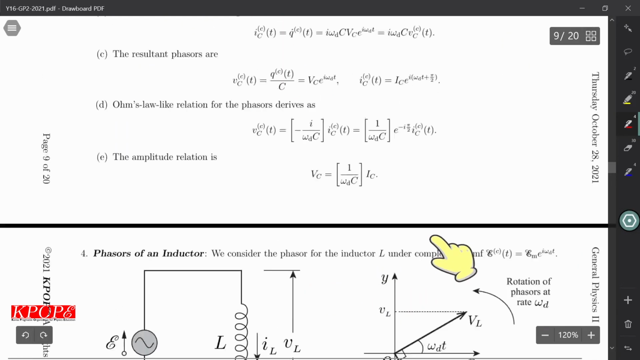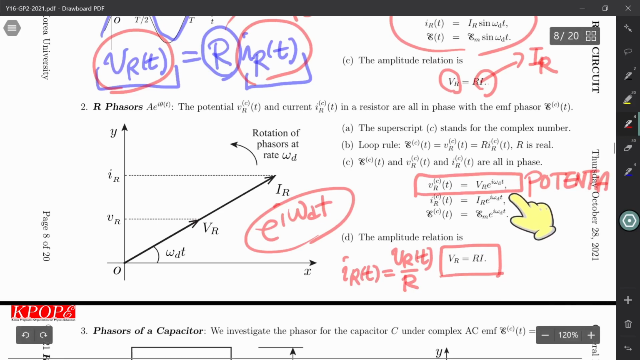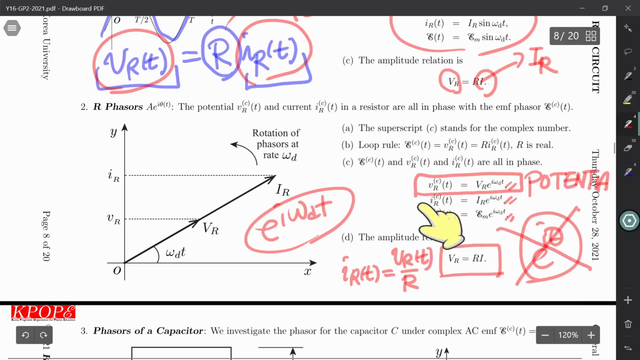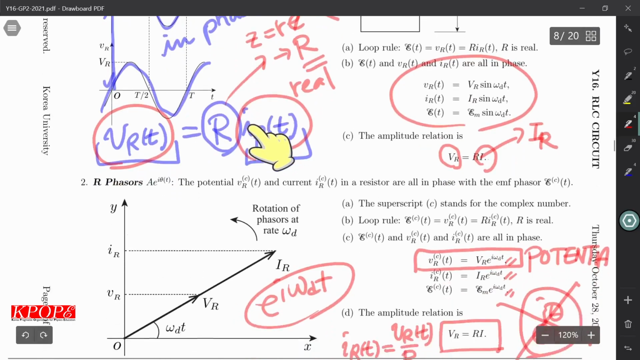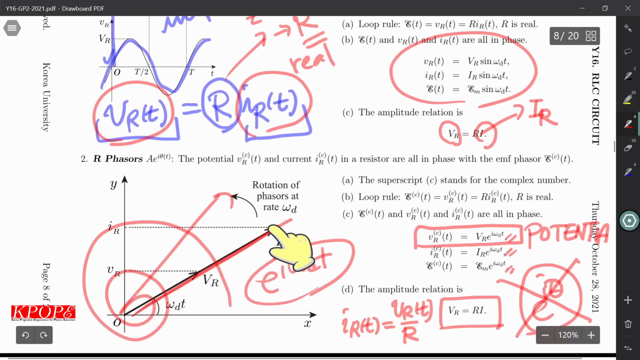And then compare the current with the potential. The current, because of this, the amplitude is completely determined by Ohm's law, and the time-dependent part is completely in phase. There is no overall factor containing e to the I theta that changes the phase. So for the resistive load, there is no phase difference between the potential and current. They are rotating with the same polar angle.